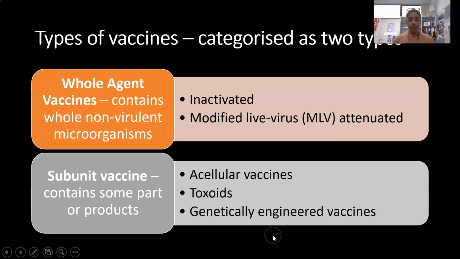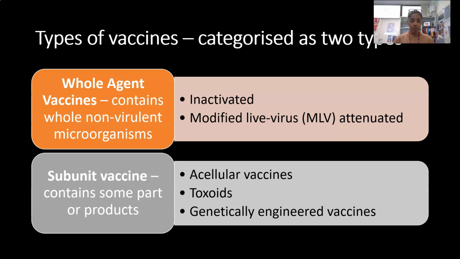So just to summarize, there's two broad categories that you need to know about. There's whole agent vaccines. So these are vaccines that contain a safe version of that microorganism. So that means it's not going to make you sick, but it will cause that immune reaction. These whole agent vaccines can be inactivated, which means that they are genetically switched off, or they can be modified live viruses, and they are attenuated, so again, they cannot harm you.